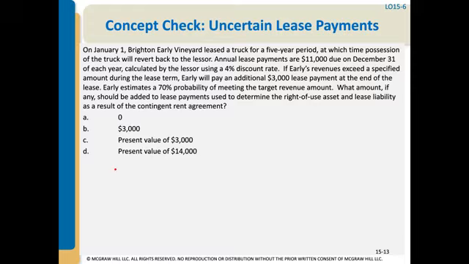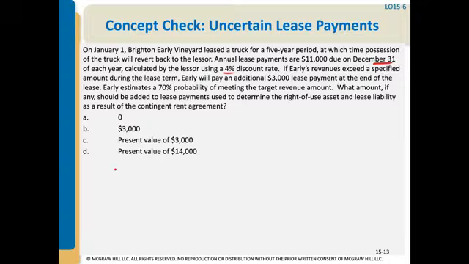Let's do this concept check. On January 1, Brighton Early Vineyard leased a truck for a 5-year period, at which time possession of the truck will revert back to the lessor. Annual lease payments are $11,000 due on December 31 of each year, calculated by the lessor using a 4% discount rate.